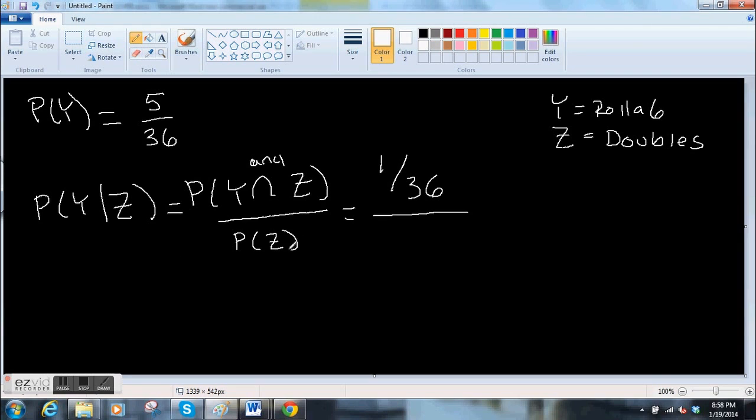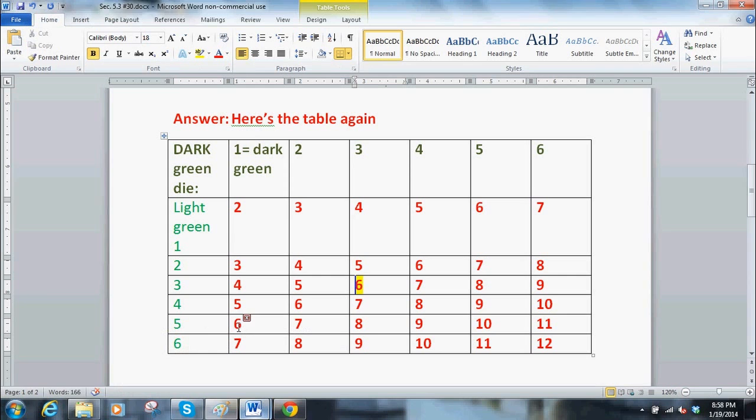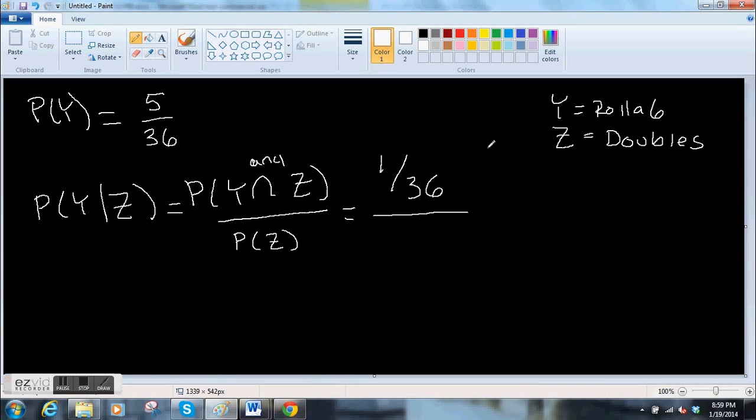And the probability of getting doubles, which is the probability of Z, again, you can see this pretty quickly. These are doubles right there, all these on the diagonal this direction. 2 1s, 2 2s, 2 3s, etc. So there's 6 different ways you can roll doubles. Again, I think most of you would have seen that right away. So there's 6 different ways you can get doubles out of 36 possible ways you can roll sums. So the 36s cancel and we get 1 out of 6.